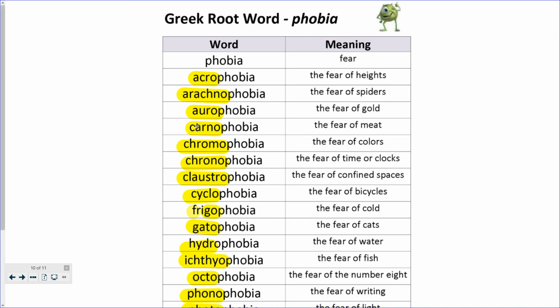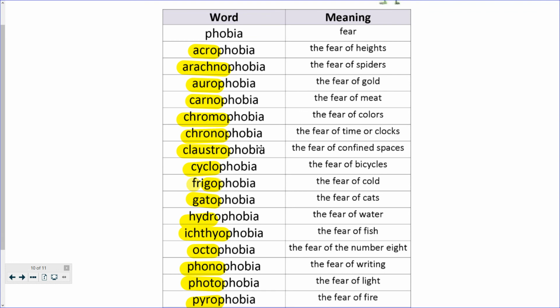And carno means meat, like you're a carnivore. You're carnivorous. You eat meat. But some people have a great fear of meat, so you have carnophobia. Chromo means color. Chrono means time, which we'll talk about when we get into Latin and Greek mythology. Again, we go into claustrophobia.